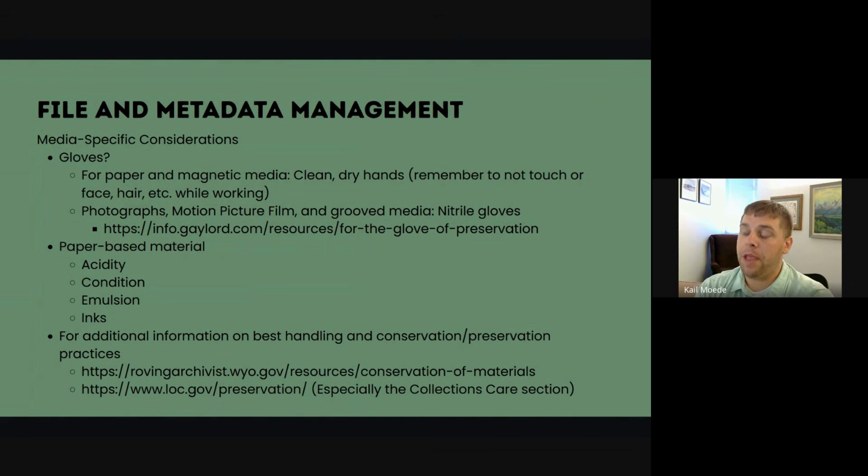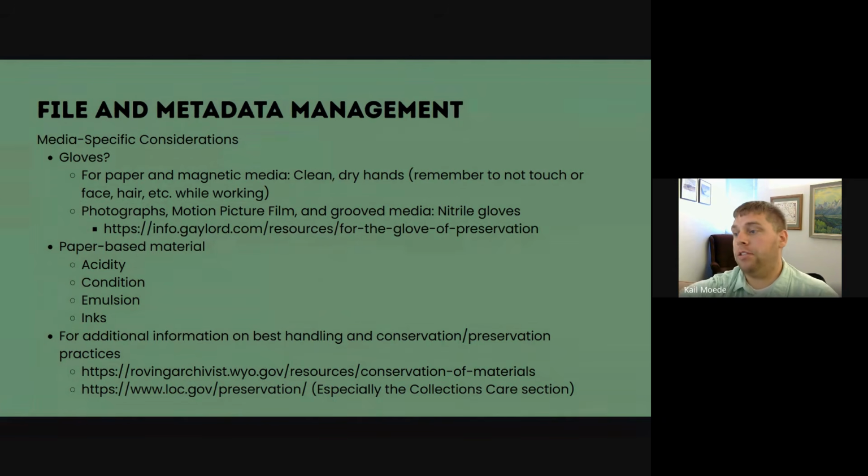Since we're talking mostly about paper-based material, these are just some things, like I said, that you should think about. Paper, especially early paper, can be very acidic. I was thinking about newspaper when I was talking about this. Newspaper is very acidic. It becomes very brittle and crumbly the longer it sits. So just make sure you are taking good care if you have that and you're trying to digitize it. And your condition, whether something is ripped or breaking or torn or whatever it might be, just make sure that you are handling it gently.